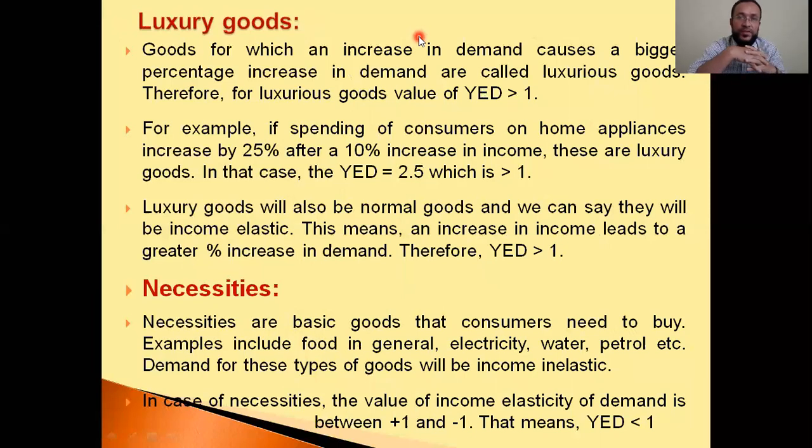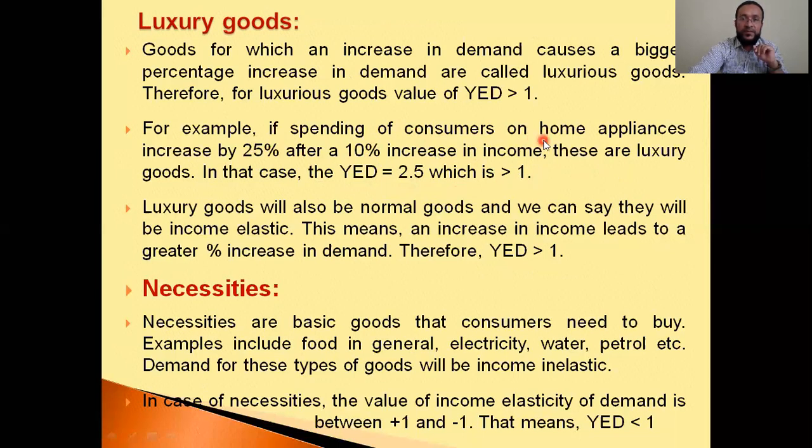Luxury goods. Goods for which an increase in income causes a bigger percentage change in demand are called luxurious goods. Therefore, for luxurious goods, the value of IED or YED is greater than 1. So this is the main important thing to remember. For luxurious goods, the value will be greater than 1, and definitely it will be a positive value. For example, if spending of consumers on home appliances increases by 25% after a 10% increase in income, these are luxurious goods. So home appliances are luxurious goods here because the increase in demand is more than the increase in income. After calculating the YED, we get the value 2.5, which is greater than 1.